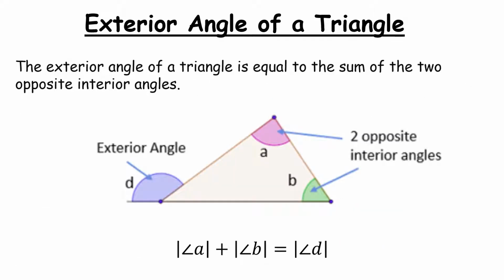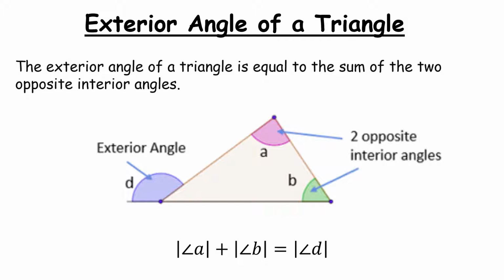So the next theorem you would have learned is called the exterior angle of a triangle. It's hugely useful, and again this is one that you would have had to prove formally as part of the junior cert higher level course. So it states that the exterior angle in a triangle is equal to the sum of the 2 opposite interior angles. In this example here, it's telling us the size of A plus B is the same as D.